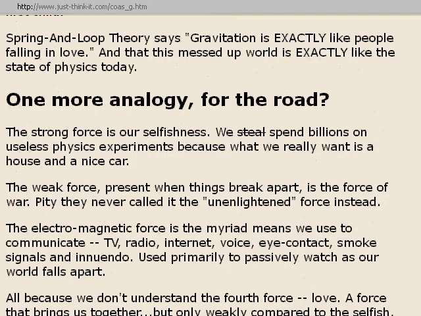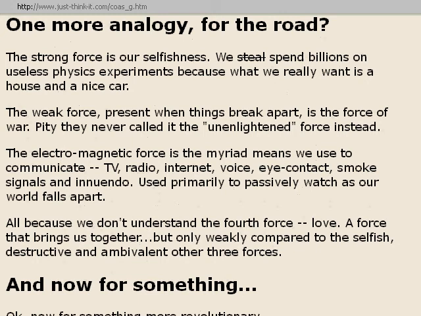The electromagnetic force is the myriad means we use to communicate. TV, radio, internet, voice, eye contact, smoke signals, and innuendo. Used primarily to passively watch as our world falls apart. All because we don't understand the 4th force, love, a force that brings us together, but only weakly compared to the selfish, destructive, and ambivalent other 3 forces.